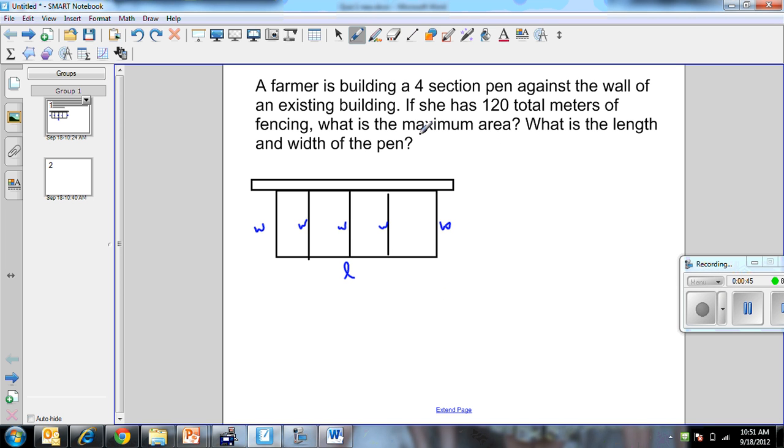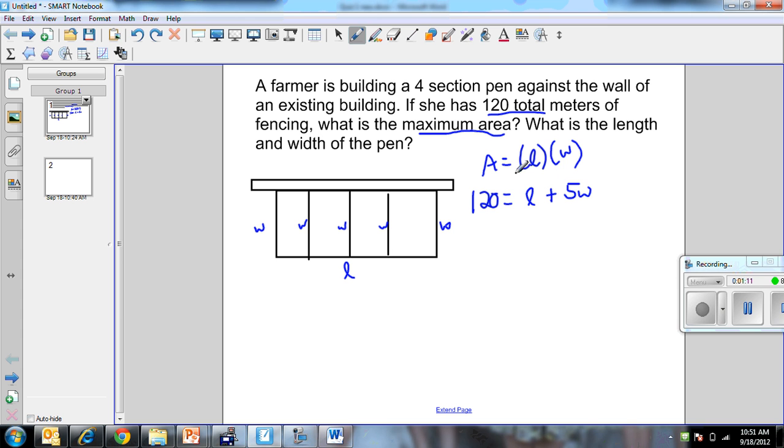Our first equation, we're looking for maximum area. So I need an equation that's got area in it, which is always L times W. Okay, my second equation, I'm going to use this 120 total meters of fencing. So that's the perimeter of the pen. So 120 is equal to L plus 1, 2, 3, 4, 5 W's.